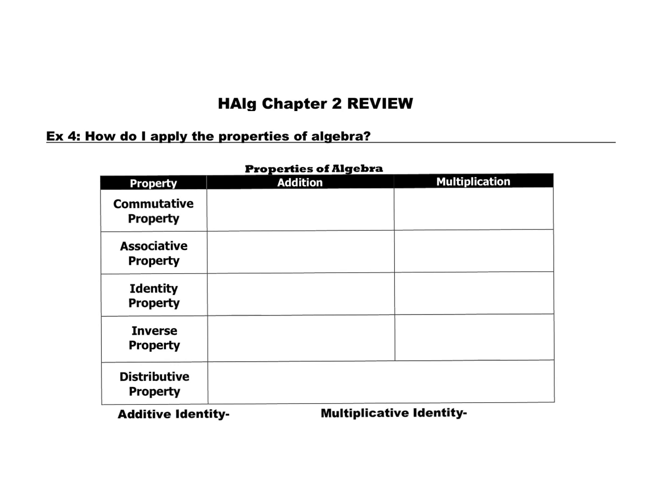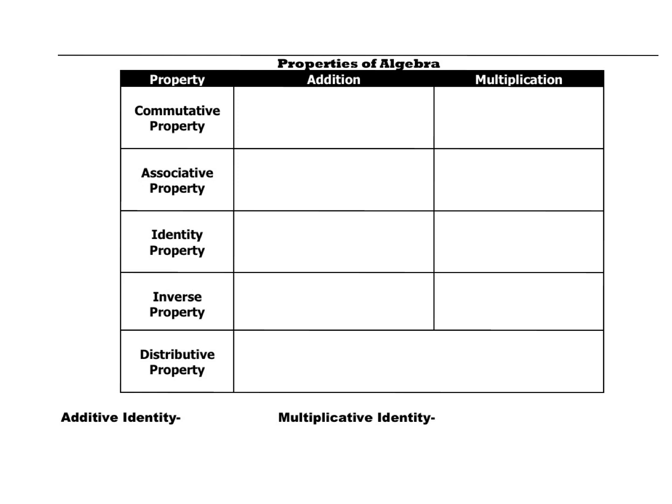All right, in example 4, we're going to look at how we apply the properties of algebra. So let's take a look at these properties of algebra. We're going to start with the commutative property.